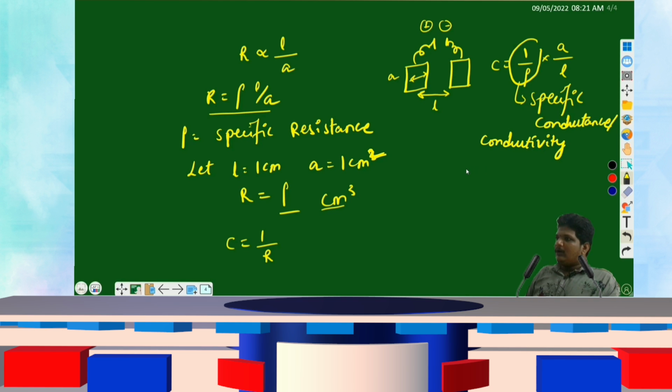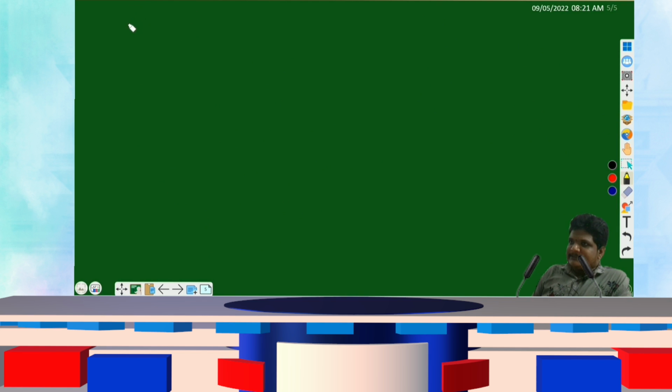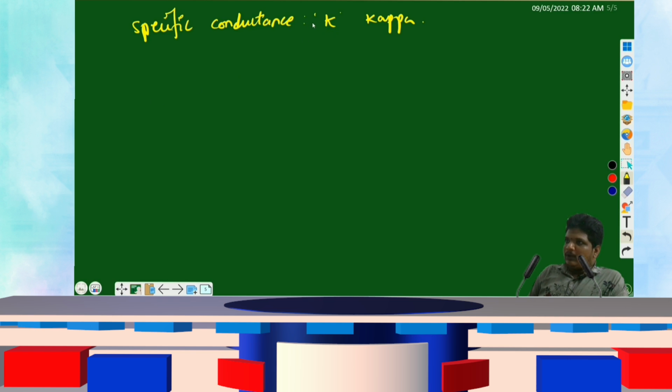Okay, so what is specific conductance? It is the reciprocal of the specific resistance, and it can be denoted with the symbol kappa. So here it is kappa.